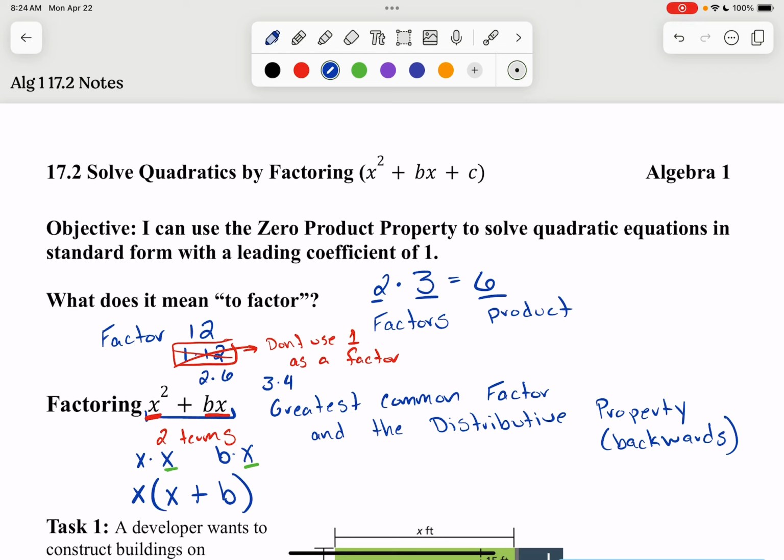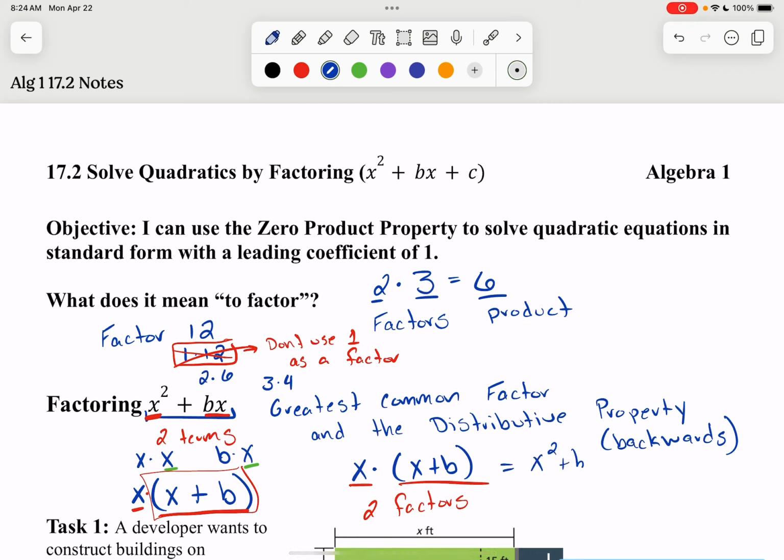But now I have this written as two factors. My two factors are x and x plus b. x plus b is the whole factor. That's one factor. Oh, sorry. My factors are x times x plus b. So one factor, two factor, there's my two factors, equals their product, which is x squared plus bx. So there's the product, because when I distribute that x in.